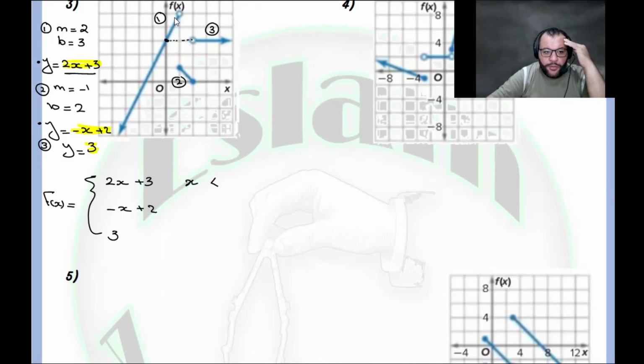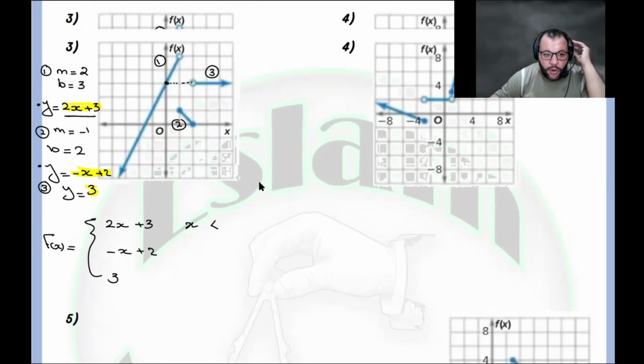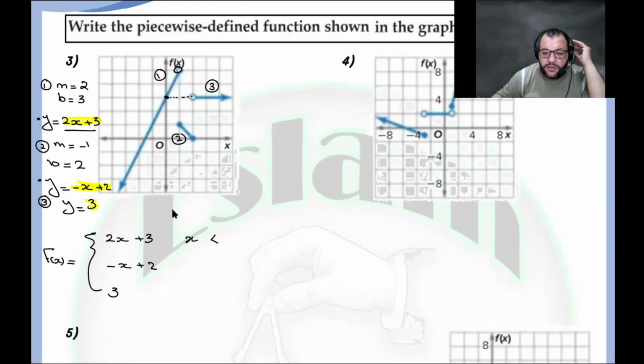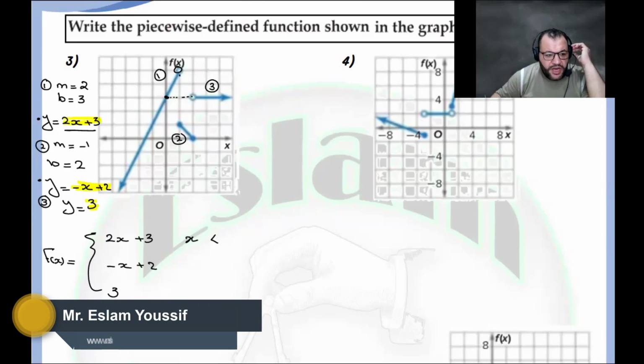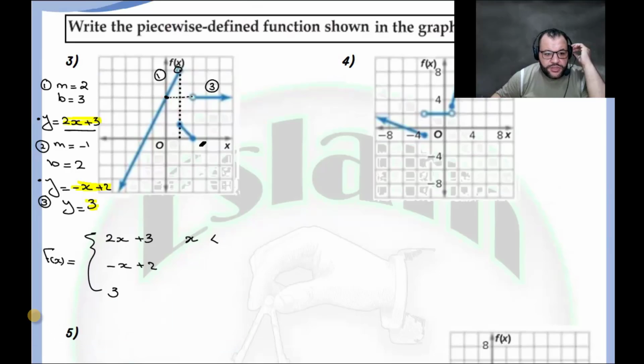It starts with an open circle, so it will be smaller than. Smaller than what? Look at x. Which value for x? Just go from this point down to x. What is the value of this point? It's 1. So it will be x smaller than 1.